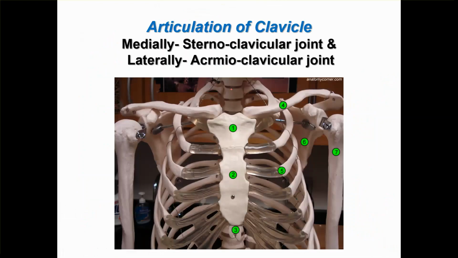The articulations of the clavicle: what are the joints formed by the clavicle? Medially, it forms the sternoclavicular joint. As you can see, this is the clavicle, and medially it forms this joint, the sternoclavicular joint. That's why the medial end of the clavicle has the sternal facet. The lateral end of the clavicle has an acromial facet. It forms the acromioclavicular joint.